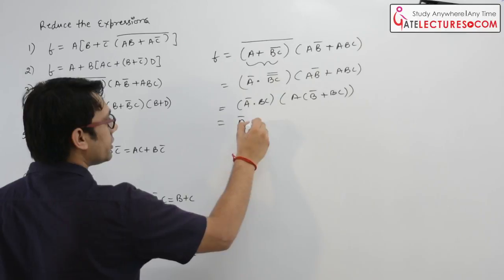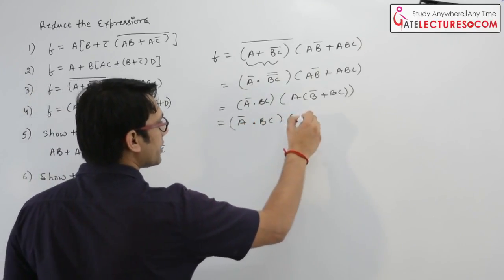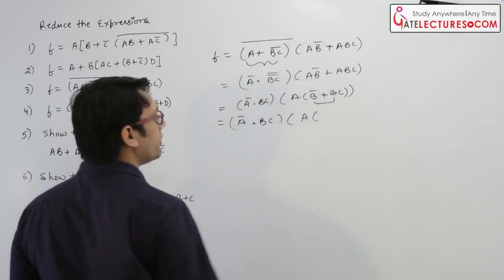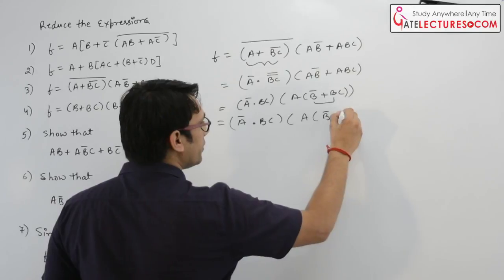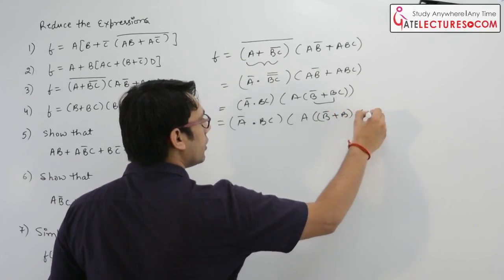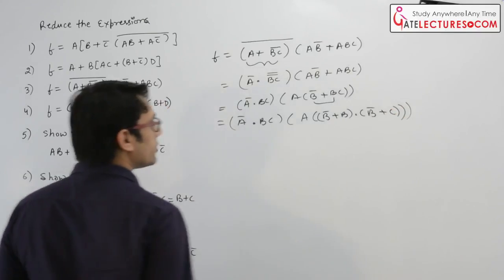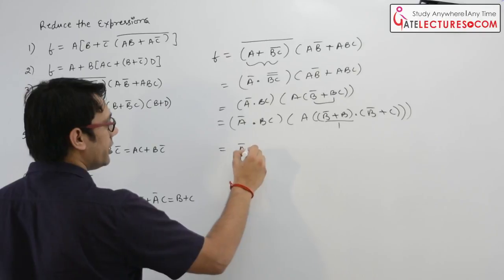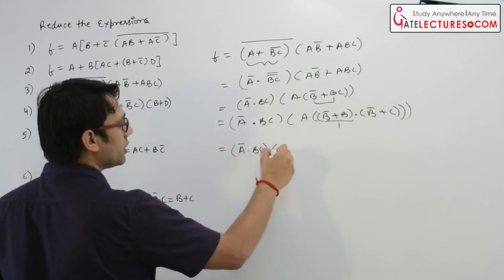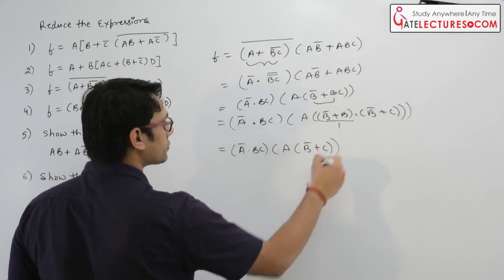It is a complement dot (bc) complement dot a. You can distribute b over here, so it will be b complement plus b dot b complement plus c. So this can be written as 1. So this expression can be written as a complement dot (bc) complement dot a dot (b complement plus c).